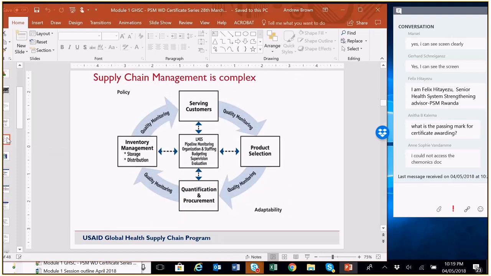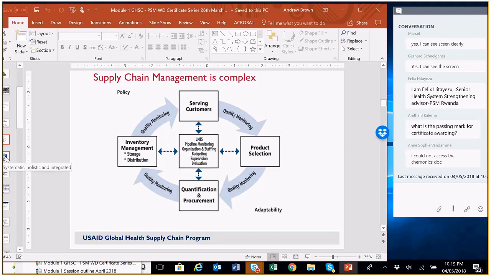This particular picture is probably familiar to most of you. Again, just reminding us of the different elements that are involved in supply chain management. Particularly want you to notice that staffing or human resources is a central and cross-cutting feature across our product selection, quantification, procurement, storage, distribution, and ultimate use by patients.